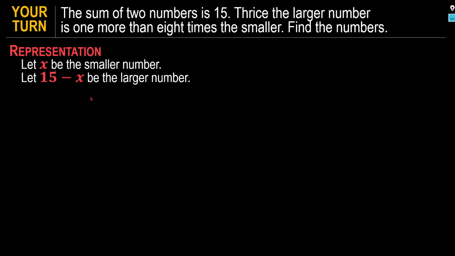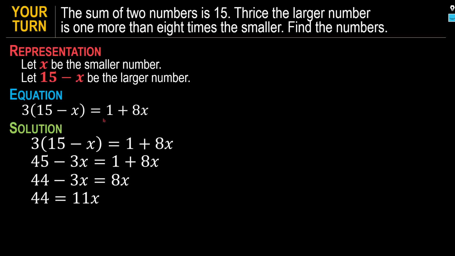Based on this representation and interpreting the second statement, that will help us set up our equation, which is 3 times the quantity 15 minus x is equal to 1 plus 8x. Tama? Ganyan din dapat na nakuha nyo. Again, if we solve this, you should end up with x equals 4. And since we're being asked to find the numbers, plural, di yung isa din, what is 15 minus x? That's 11. Okay?